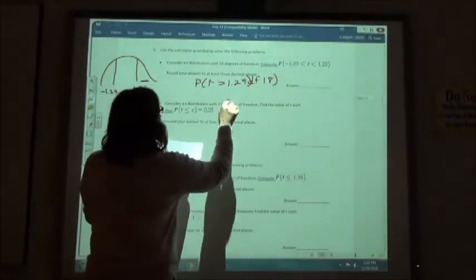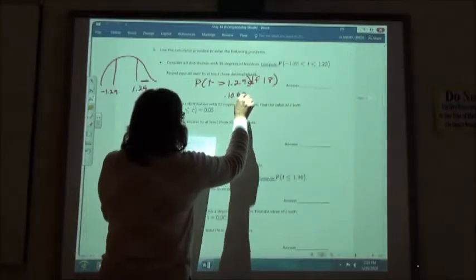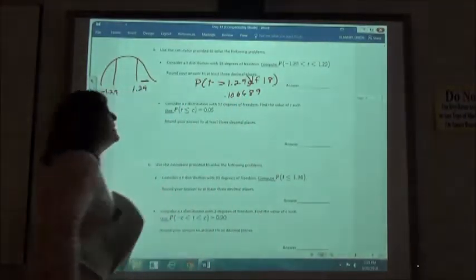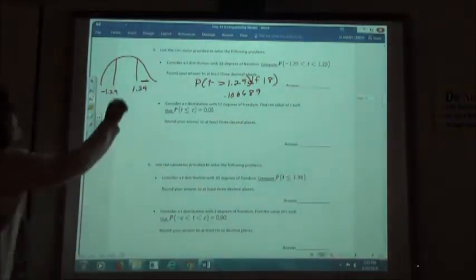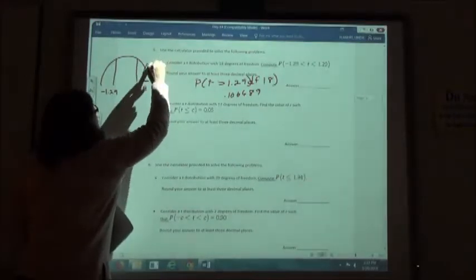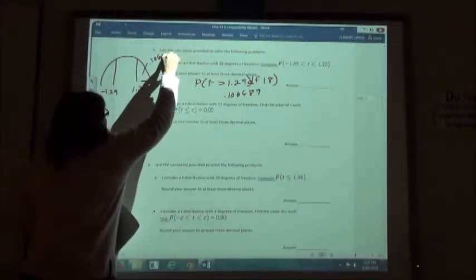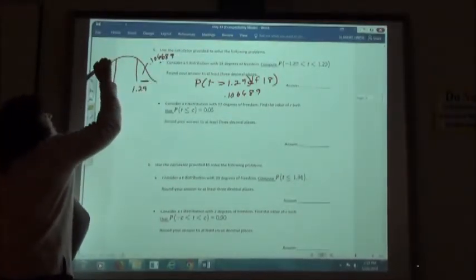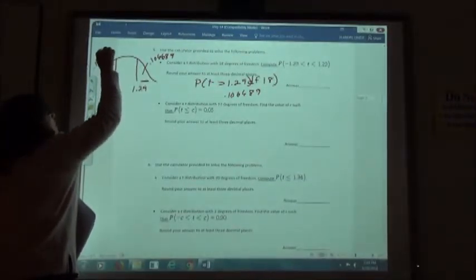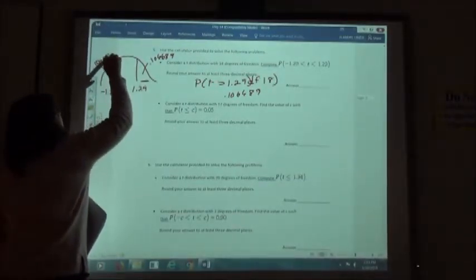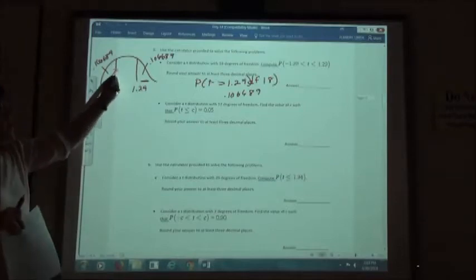So, this I'm going to carry a little farther because at the end we want to round it off. So I use 0.106689 and figured that was good enough. So the area in this section is 0.106689. The area in this section is also 0.106689. We want to find the area in the middle.